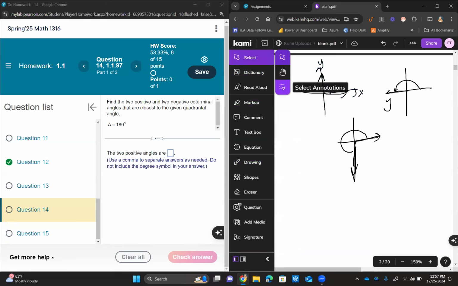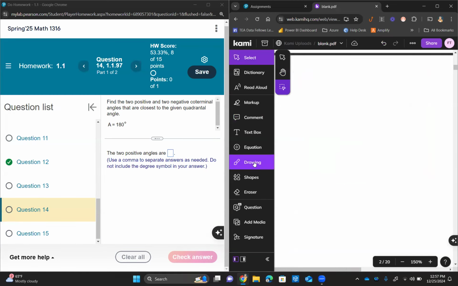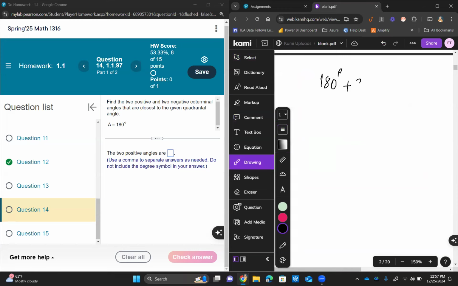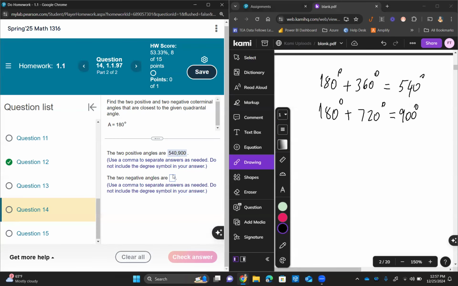So we want to find 2 positive and 2 negative angles for 180 degrees. For positive angles, I'm going to add 360 to this. It's going to give me 540. So one of the positive angles I can give is 540. We need to use a comma to separate the next answer. And then my other coterminal angle will be when 2 times 360 is added. So 720 needs to be added, and when I add them up, the sum is 900. So I'm going to put 900 here. And I can check my answer.